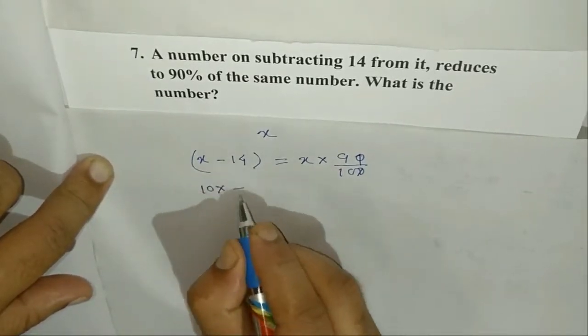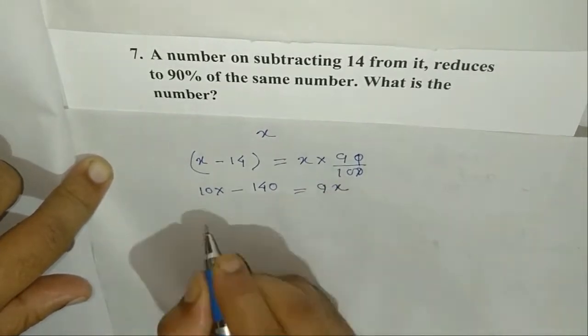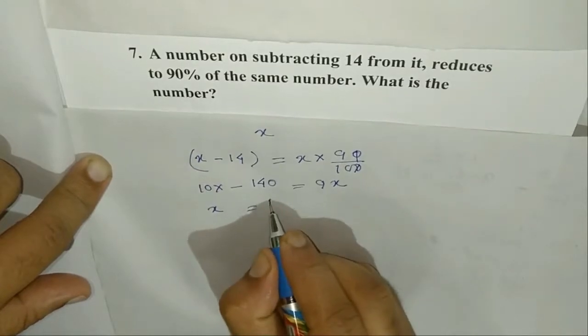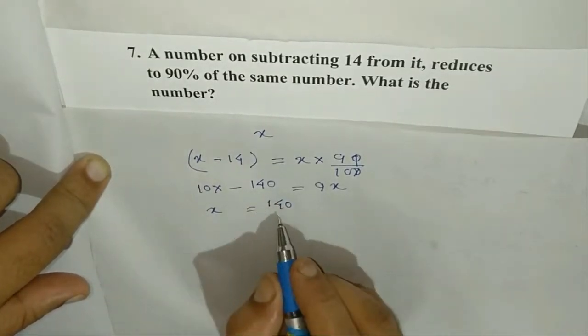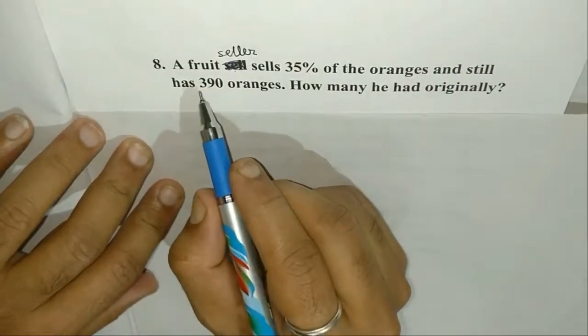So we are multiplying the equation with 10. So 10x minus 140 is equal to 9x. So what's the value of x? We'll get x is equal to 140. So the number is 140 and this is our answer.